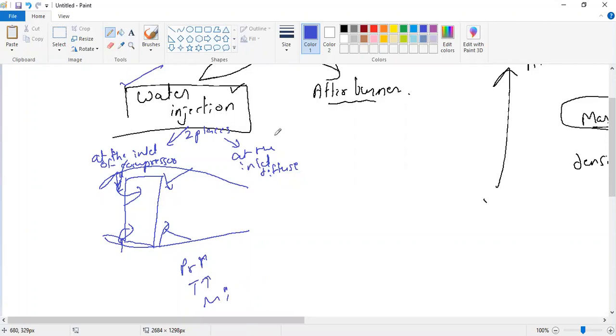But how will the manufacturer decide which one is the advantage? Both are advantages, both will increase the thrust, but what method should be used? See, they say that when we use the water at the compressor inlet, at least the first stage or the second stage compressor will come directly in contact with the water, right? This is a rotating part. It is coming directly in contact with the water. So what can happen is it can lead to the corrosion.